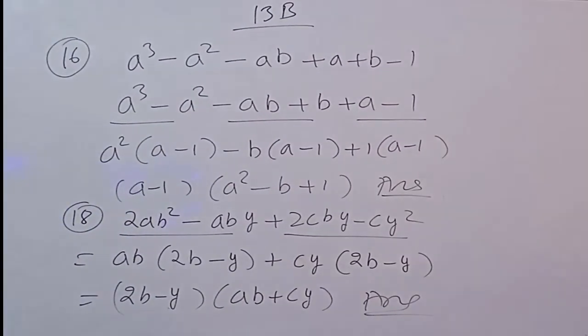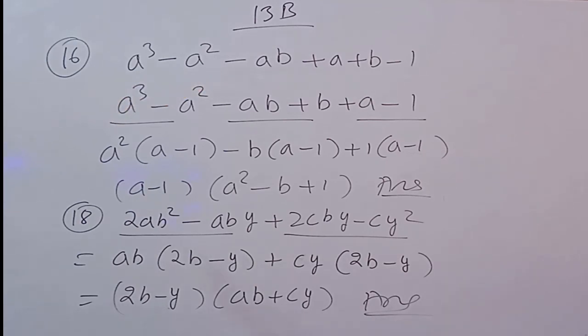Children, I am taking question number 16, and it is a cube minus a square minus ab plus a plus b minus 1. So first we will change the position of the a, we are changing this one. So we are writing b first and the a later on. So now make the pairs: a cube minus a square as the first pair, ab plus b as the second pair, a minus 1 as the third pair.